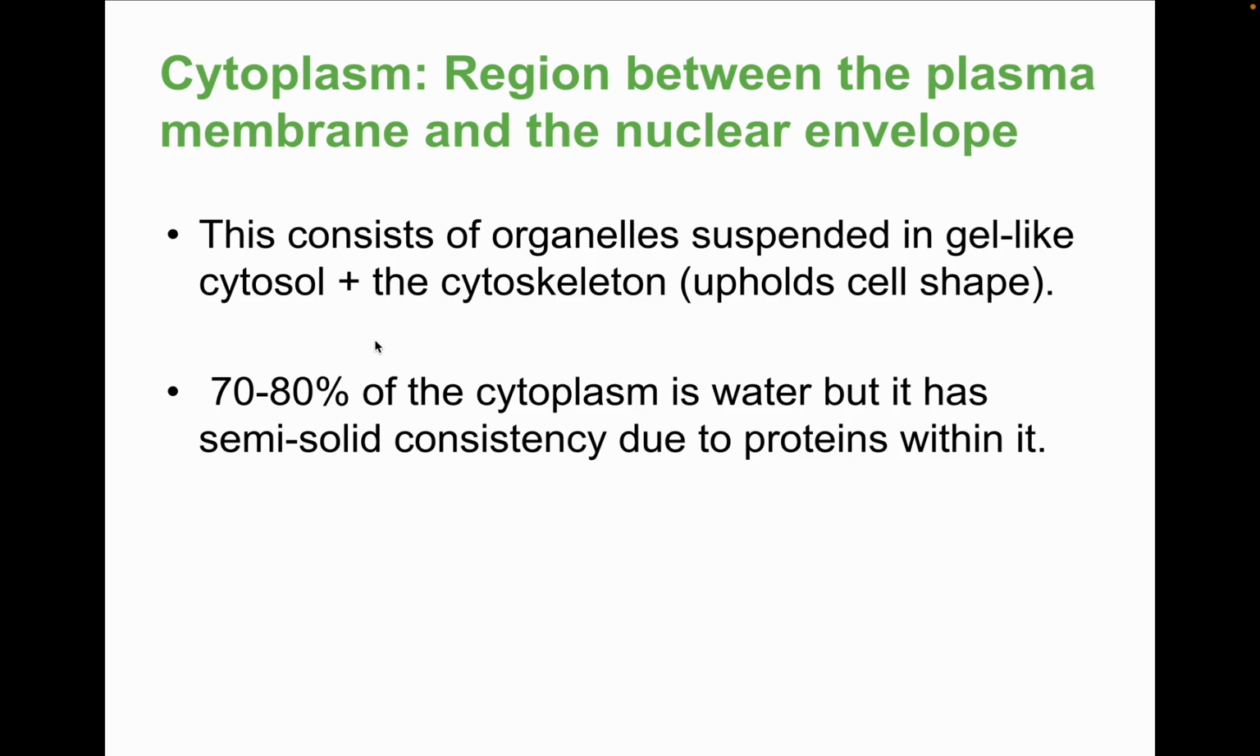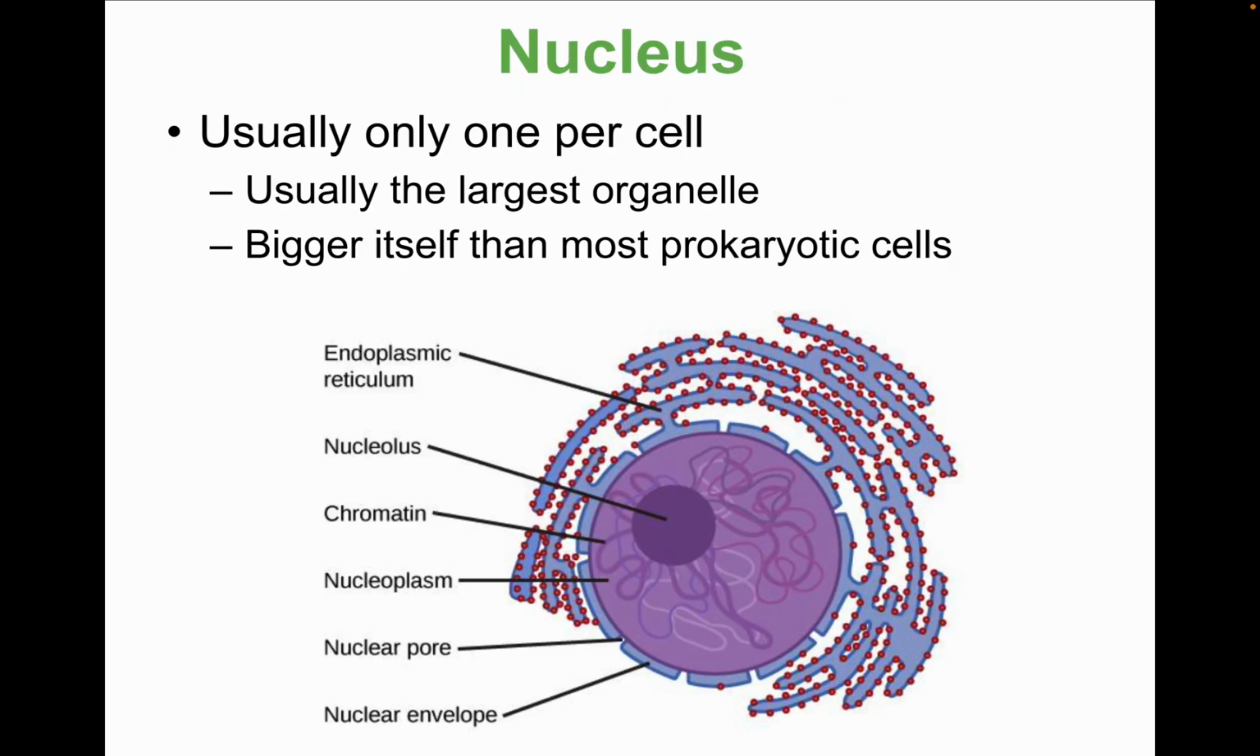The cytoplasm is the region between the plasma membrane and the nuclear envelope. The cytoplasm consists of organelles suspended in gel-like cytosol, plus the cytoskeleton. We've mentioned the organelles, which are the little compartments. The cytoskeleton is basically the soft skeleton of a cell, and it helps uphold the cell's shape so it doesn't all jumble up or fall apart. 70 to 80% of the cytoplasm is water, but it's semi-solid because it has some other components in it, such as some proteins.